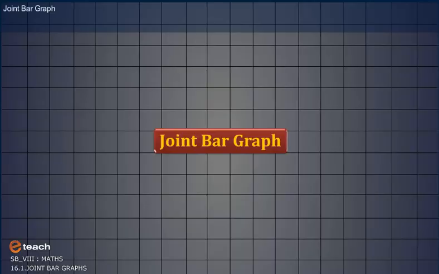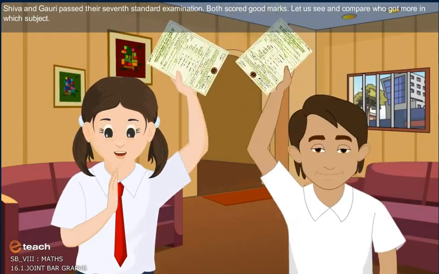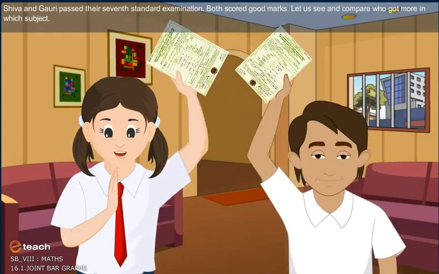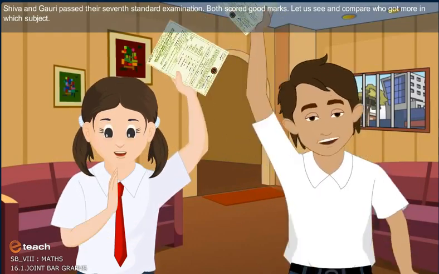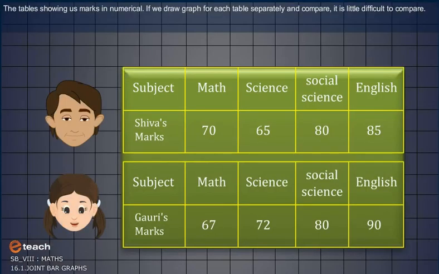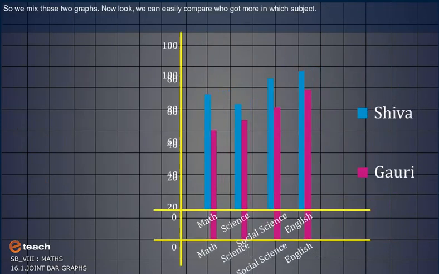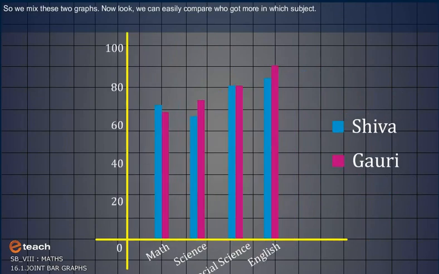Joint bar graph. Shiva and Gauri passed their 7th standard examination. Both scored good marks. Let us see and compare who got more in which subject. The tables show us marks in numerical form. If we draw a graph for each table separately and compare, it is a little difficult to compare. So, we mix these two graphs. Now look, we can easily compare who got more in which subject.